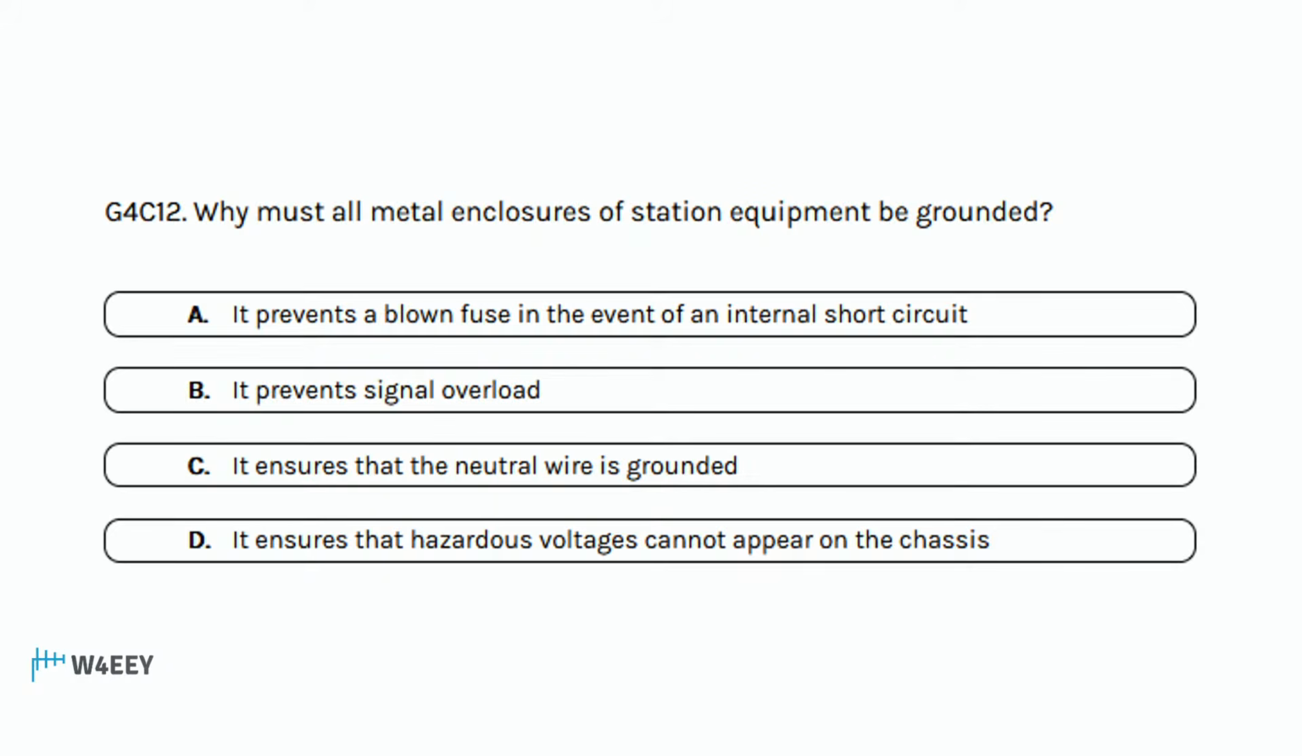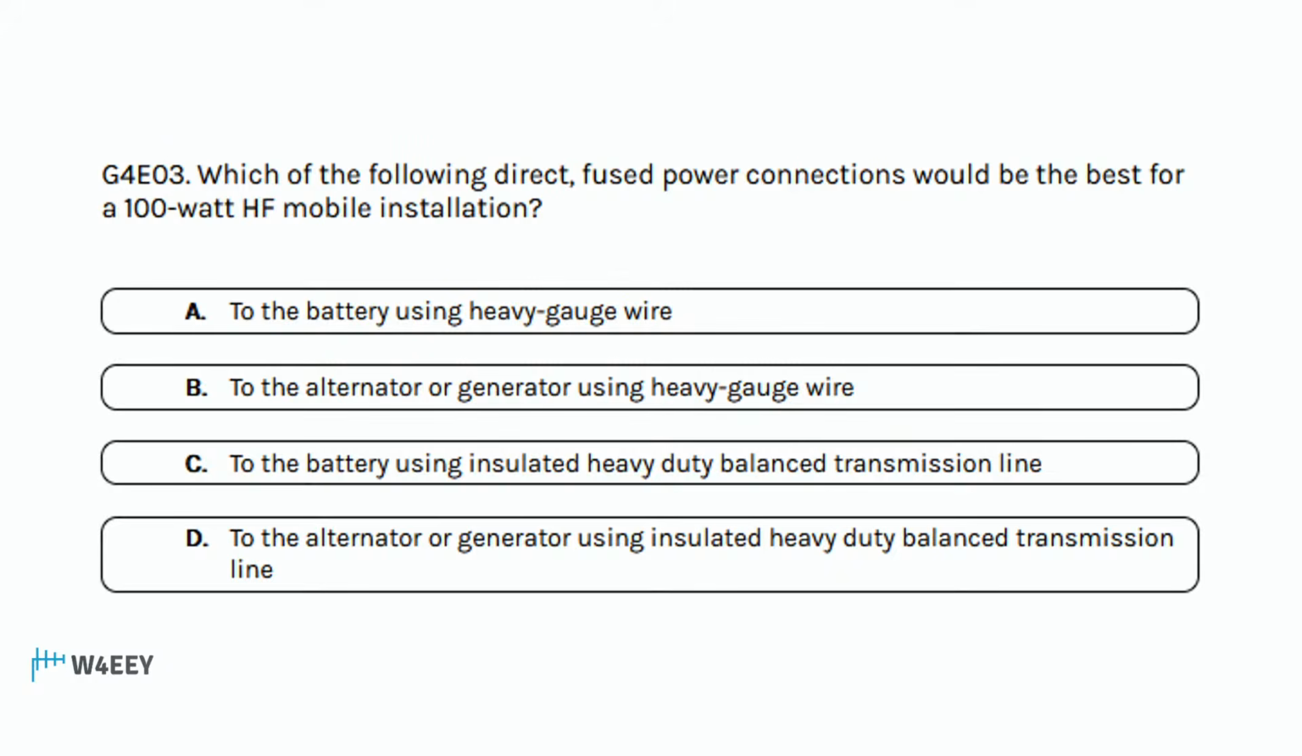And why must all metal enclosures of station equipment be grounded? It ensures that hazardous voltages cannot appear on the chassis. I apologize for rushing this last part.